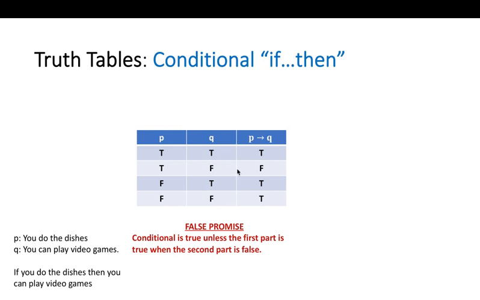So the truth table for the conditional statement looks like this. It's true all the time unless the promise is false. So the promise is if you do the dishes, you're going to get to play video games. The only time that statement is false is if the first part is true and the second part is false. Think of it as a false promise. It's a lie. I said that if you do the dishes, I'm going to let you play video games. You did do the dishes. I don't let you play video games. I lied to you. So that's the only time the statement would be false.